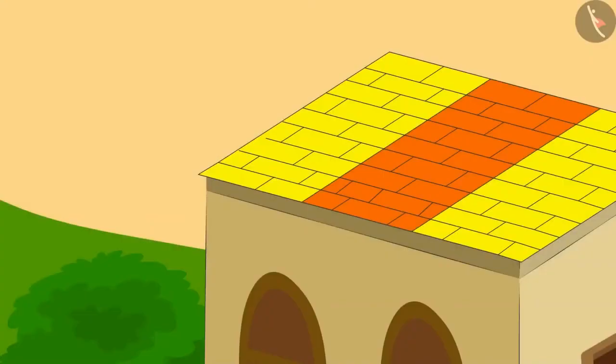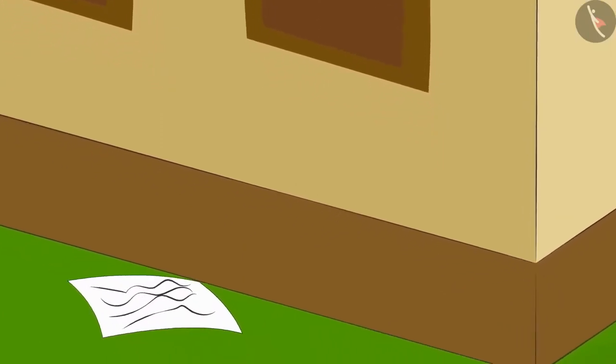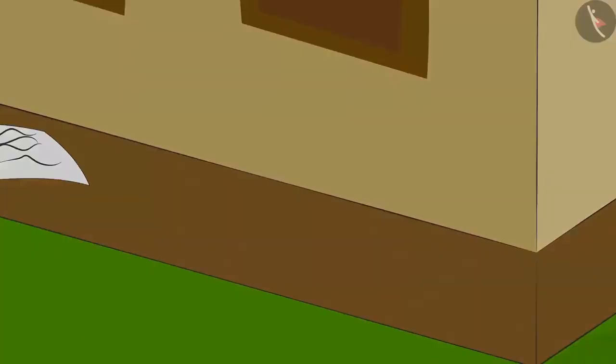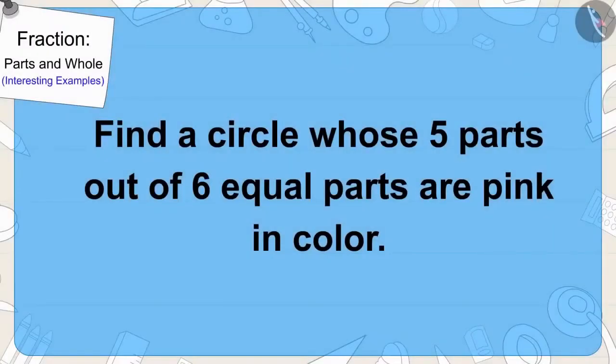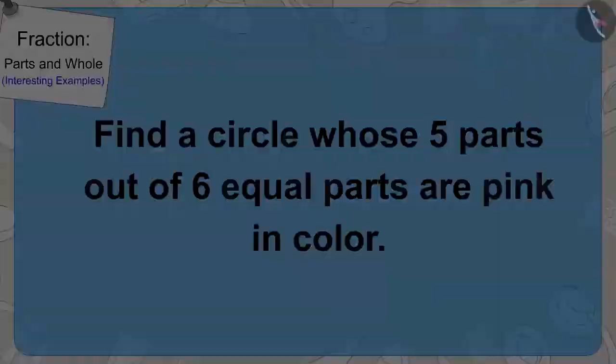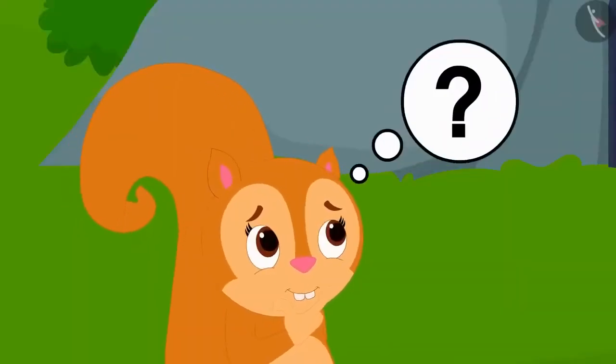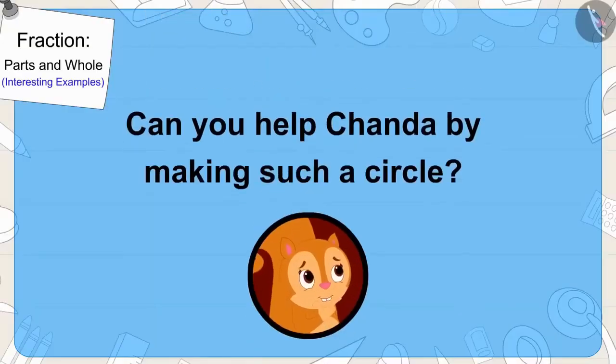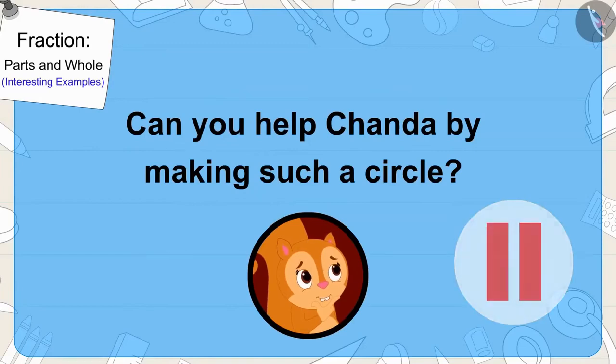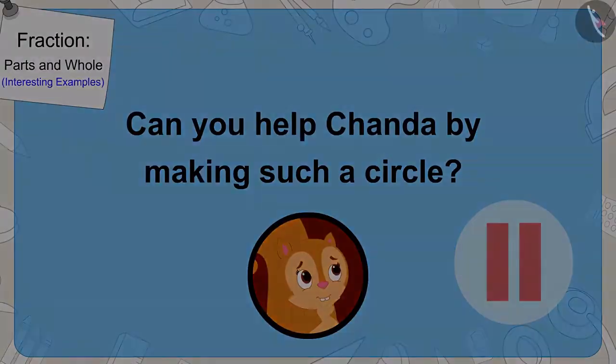Now, Chanda found her last clue near Golu's house. It was written in that clue that she has to find a circle whose 5 parts out of 6 equal parts are pink in color. Chanda does not know what this circle will look like. Can you help Chanda by making such a circle? You can find the answer by stopping the video.